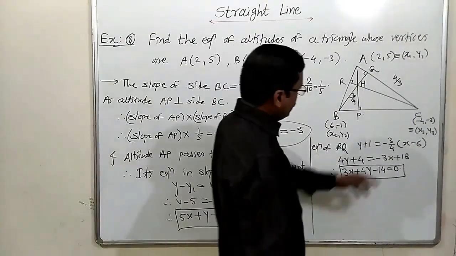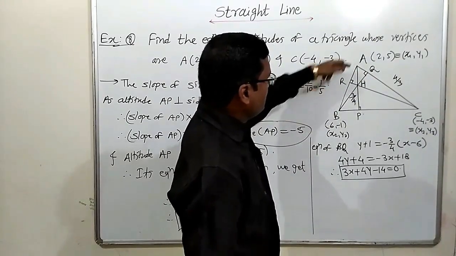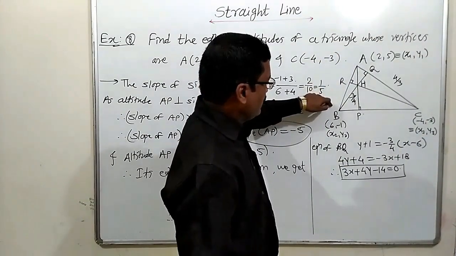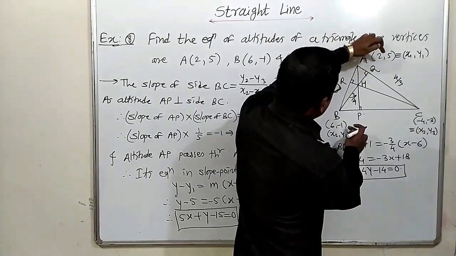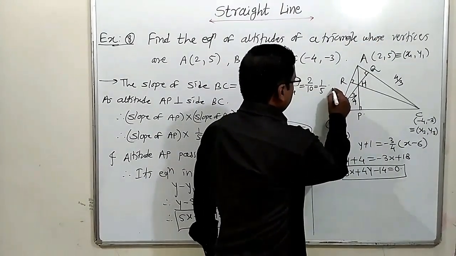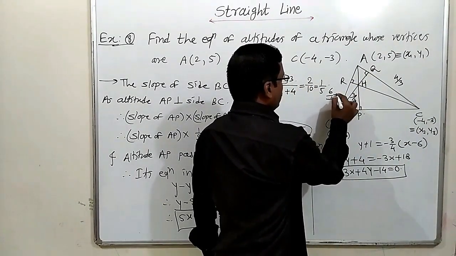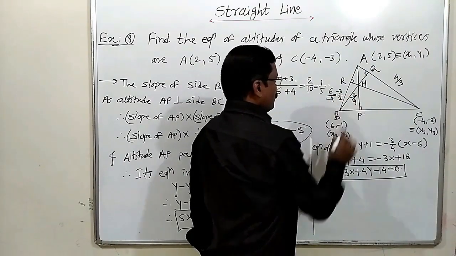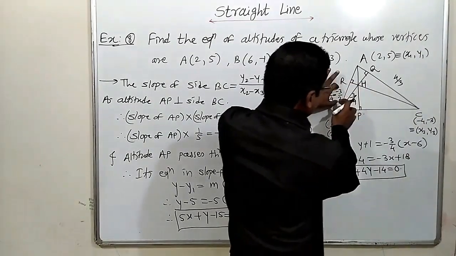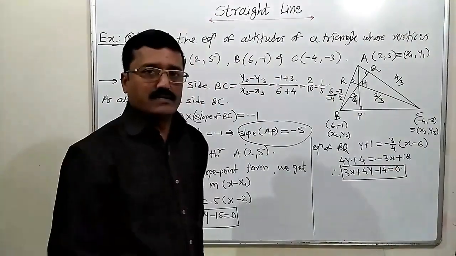Let us move towards the third. As we want to find the equation of altitude CR, CR is perpendicular to AB. So first find the slope of side AB. It is the difference in y coordinates, that is 5 minus minus 1, that is 6, upon 2 minus 6, that is minus 4. So it is equal to minus 3 by 2. So the slope of AB is minus 3 by 2. The slope of CR is its negative reciprocal, that is 2 by 3.